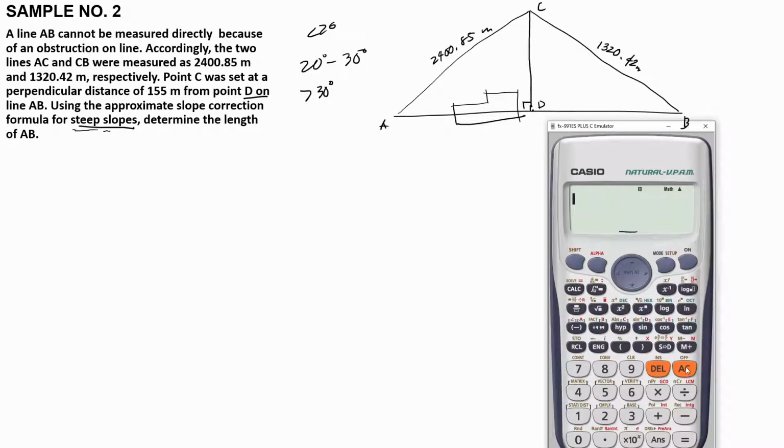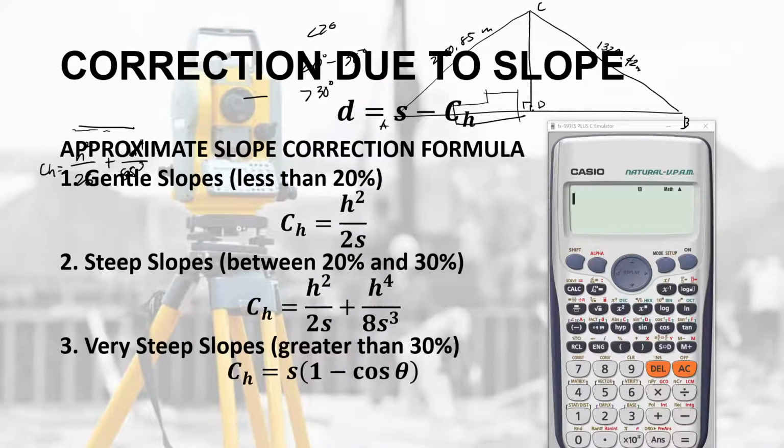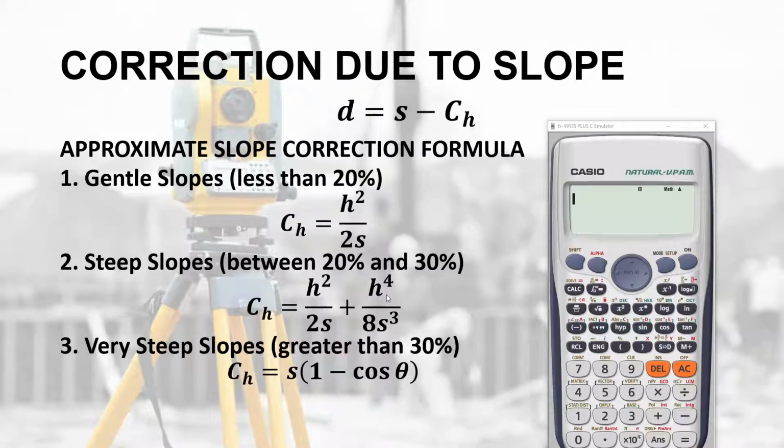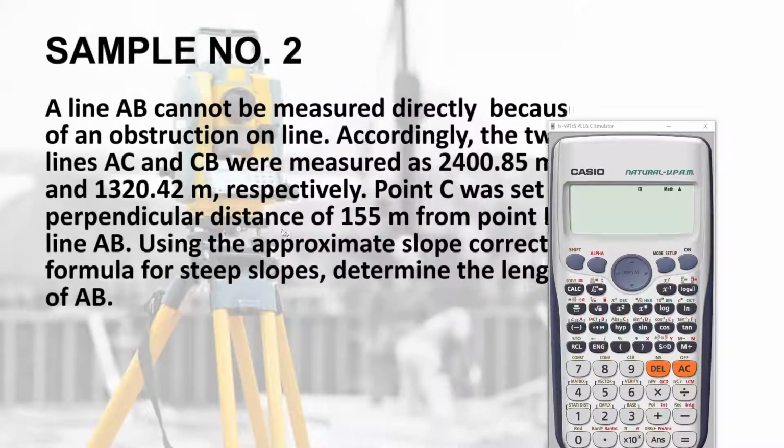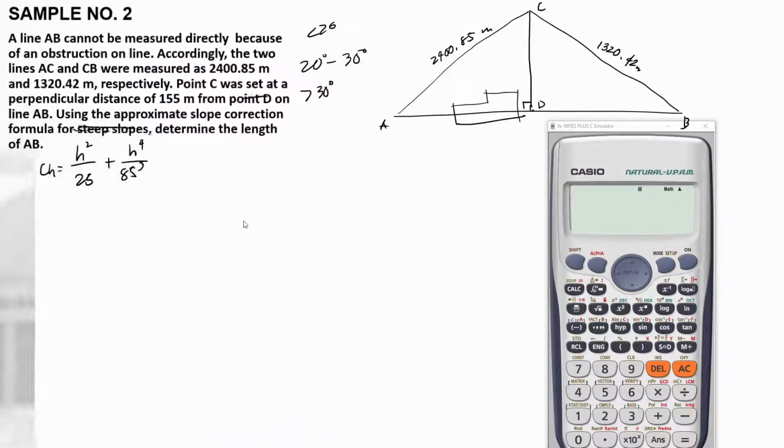So again, steep slope. What is the formula? CH is equal to two parts. H squared over 2s plus h raised to 4 over 8s. Is it 8s? Let's check, maybe there is a cube. Steep slopes: h squared over 2s plus h to the fourth over 8s cubed. Okay, that is our formula for sample number 2.